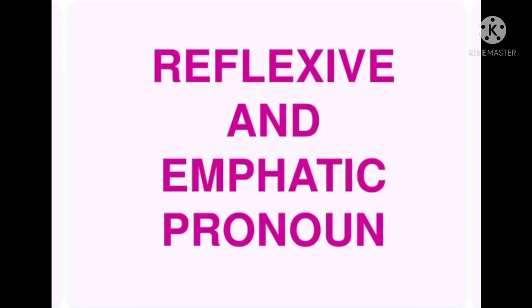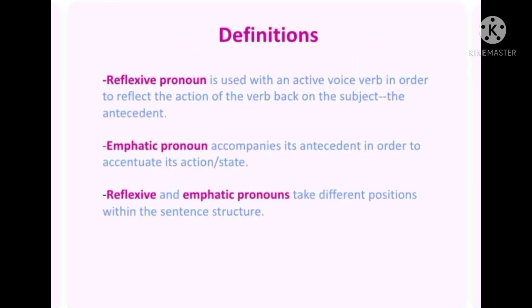Reflexive and emphatic pronoun. Definitions. Reflexive pronoun is used with an active voice verb in order to reflect the action of the verb back on the subject, the antecedent. Emphatic pronoun accompanies its antecedent in order to accentuate its action or state. Reflexive and emphatic pronouns take different positions within the sentence structure.